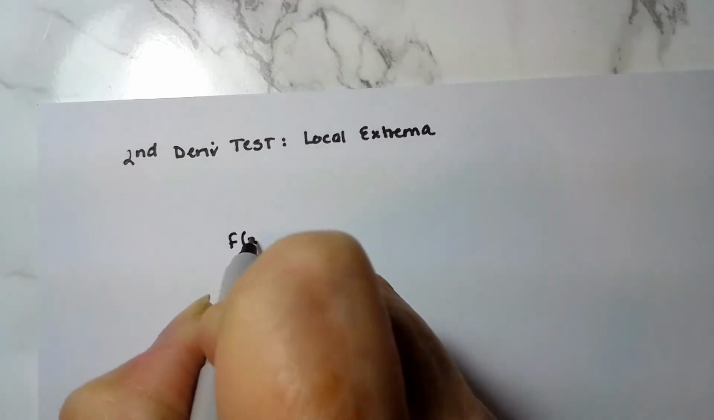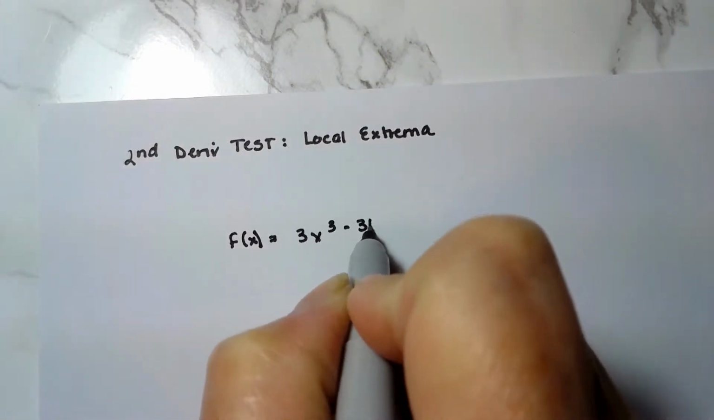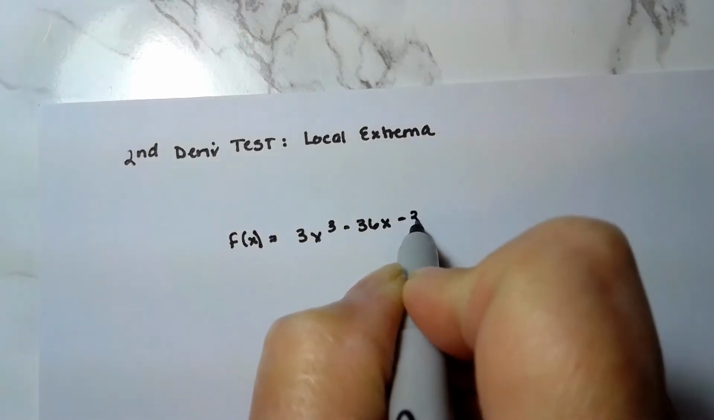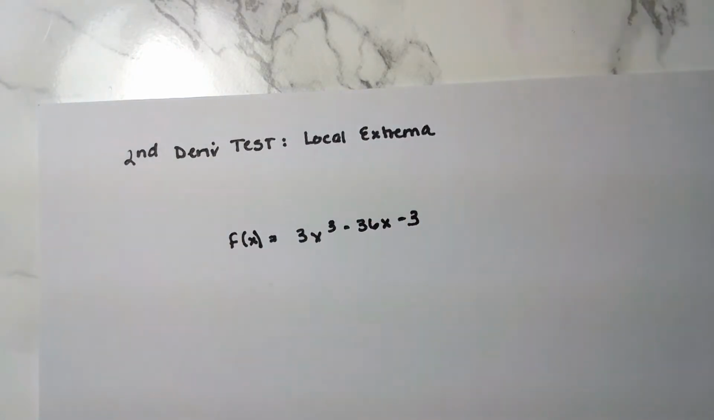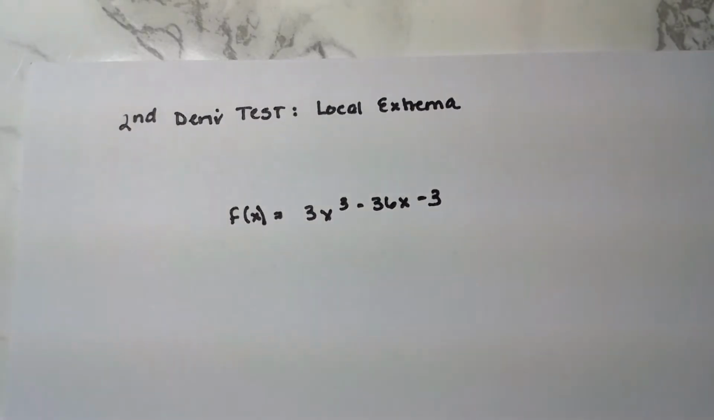So, let's see. Let me find a simple one. Perhaps f of x is equal to 3x cubed minus 36x minus 3. I think we might have done this one in class. It's one of the evens, but it's a simple example.